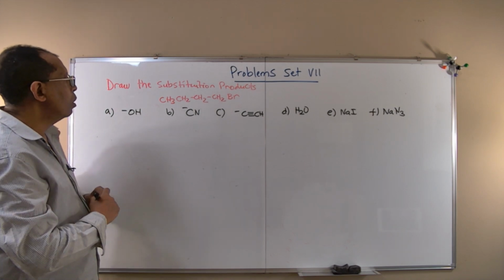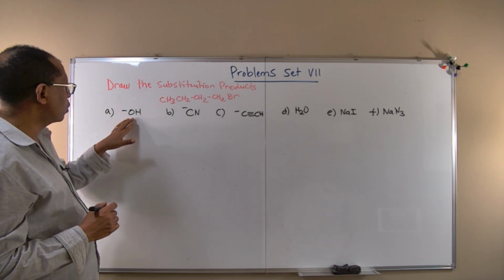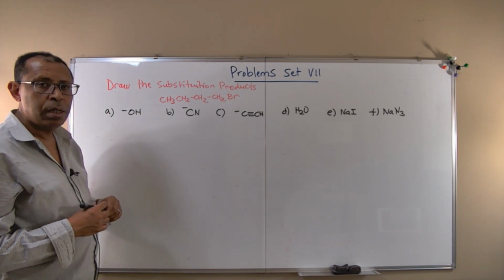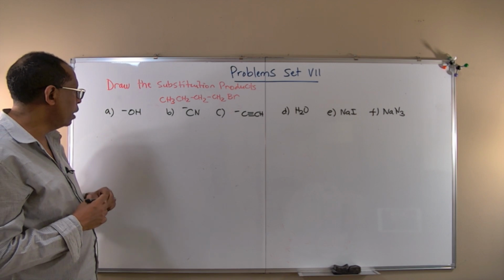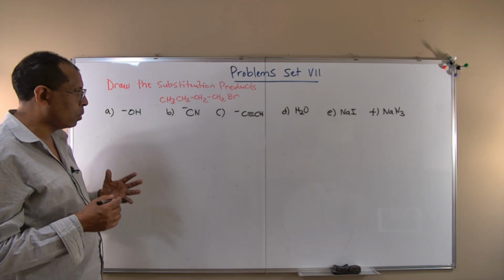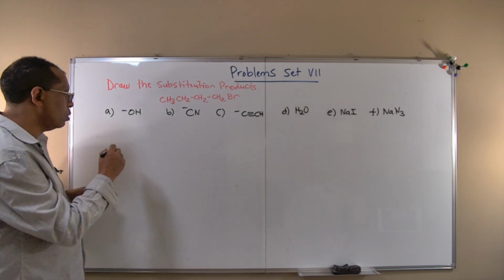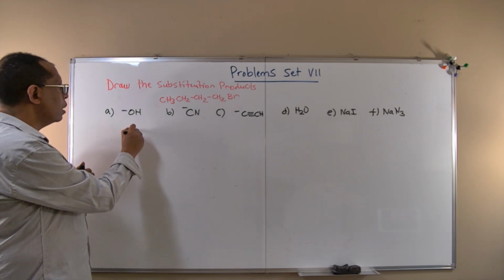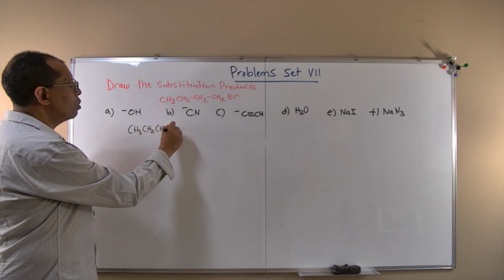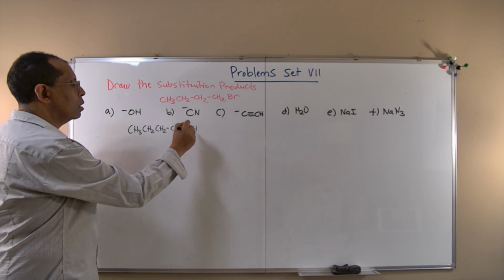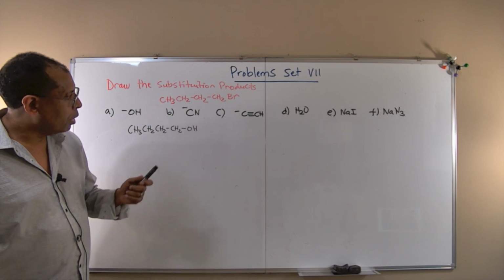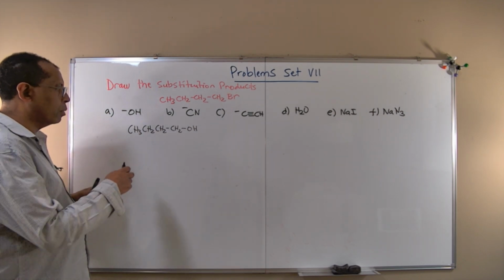Okay? So with this, the first one is easy. It is a strong base and a strong nucleophile. Hydroxide ion, OH minus, has a fully negative charge, so it's a very strong nucleophile. So the substitution product would look like CH3CH2CH2CH2OH. That means just substituting the bromine by OH. That's for question 1.